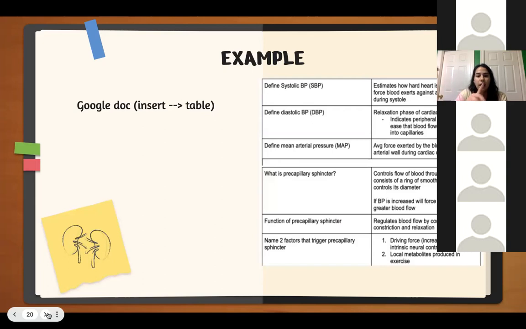And if you can see here on the left side, I've written the term systolic blood pressure, and on the right side, I have the definition of it. So then when I'm reviewing for my exam or for just any other tests, I have both of them on the same page there.